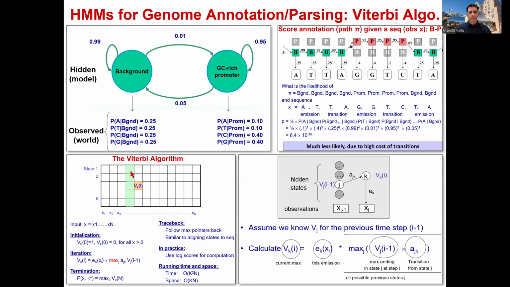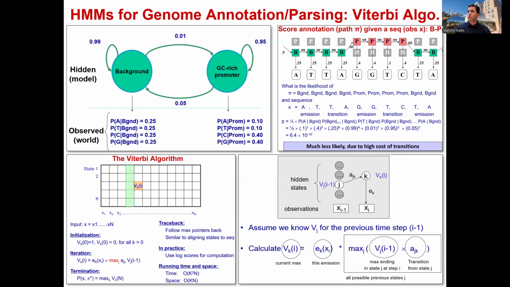So if I have a very high score in the previous state, but I pay a very high transition cost, I will not want that. If I have a very low score and I pay a relatively modest transition cost, I don't want that either. But if I have a high score and a low transition cost, then I'm doing great. Everybody with me here?